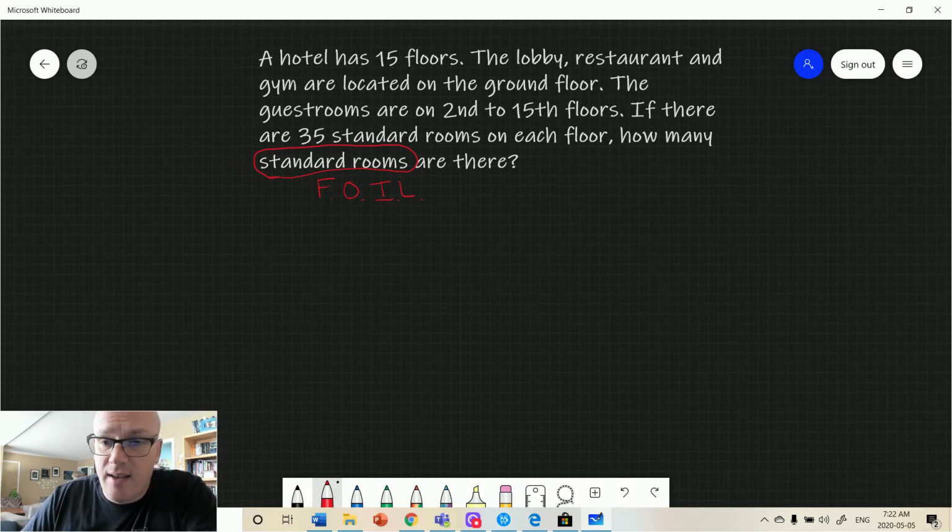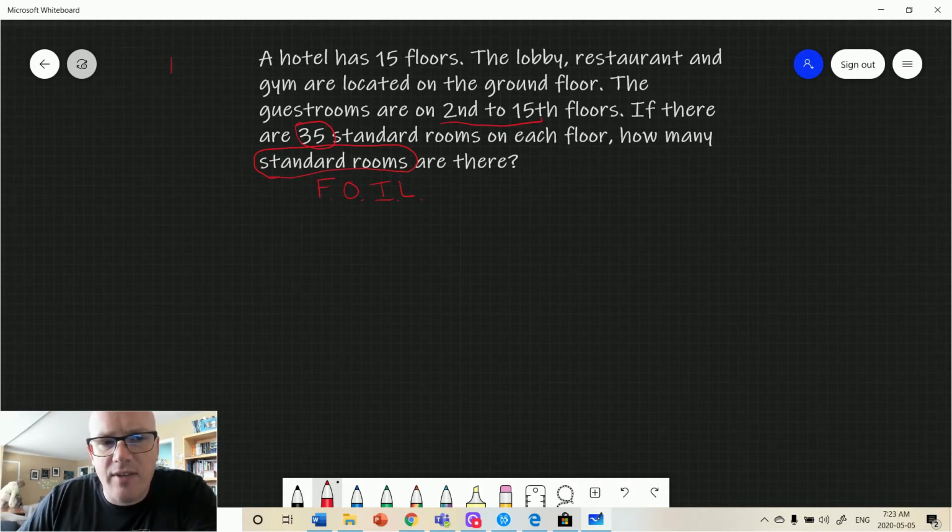We know that on each floor that has rooms, there are a total of 35. But only the 2nd to 15th floor have guest rooms. There are no guest rooms on the first floor. There is the lobby, the restaurant, and the gym. So we need to keep that in consideration. If we were to do 35 times 15, it would be wrong. It would be wrong because, if you remember, the first floor does not have any rooms. So the first thing we got to do is find out what we're going to be multiplying it by.